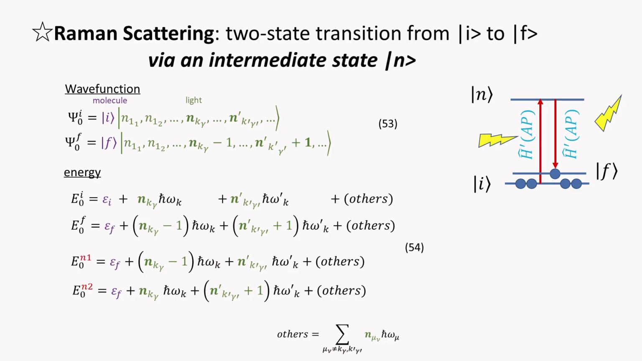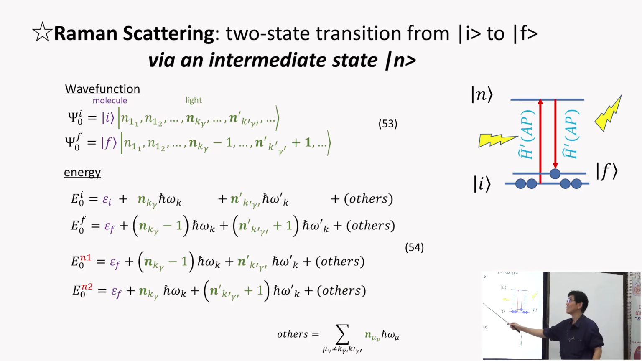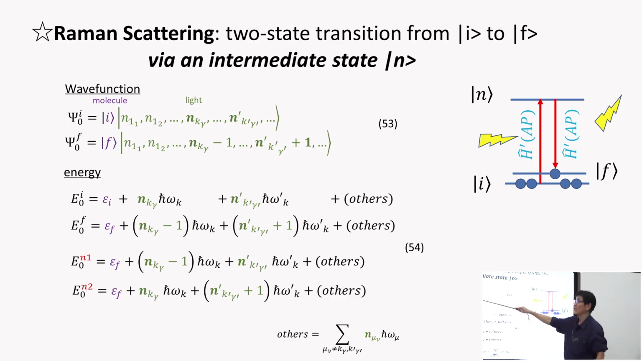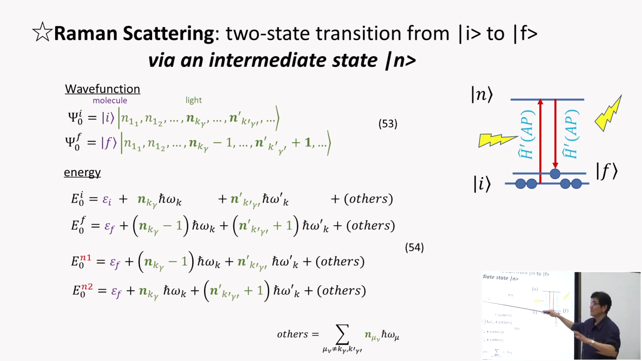So, again, the Raman scattering is a two-step transition from I to F, I to N, N to F, two-step transition by intermediate state N. And we can describe the initial and the final state by using the wave function of the molecule I and F, as well as that of the light, the quantum number. And the quantum number of some light decreases 1, and the other light increases 1. So this is the scattering process.